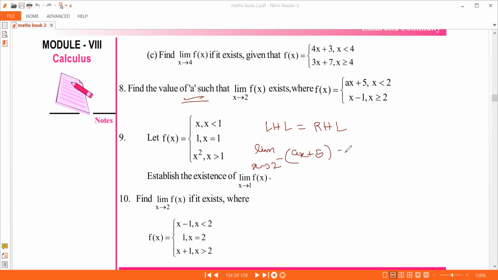And that should be equal to RHL, that is limit x tends to 2 plus, you have x minus 1, that is greater than 2. Now when you put x tends to 2 minus, you get 2a plus 5 here, substitute 2. When you substitute 2 here, 2 minus 1, that is 1. So 2a is minus 4 and a is minus 2. That's the answer.